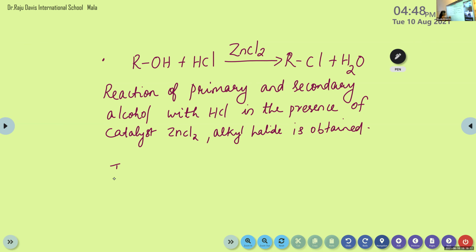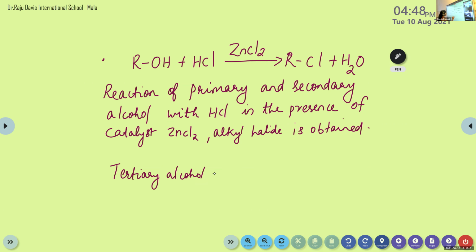Then in the case of tertiary alcohols, children, do you know what's the difference between primary, secondary and tertiary? Yes, right? If the OH is attached to a carbon atom that has only one substituent, it is primary. Then two substituents, it is secondary. Then three, it is tertiary. That's it. Okay?